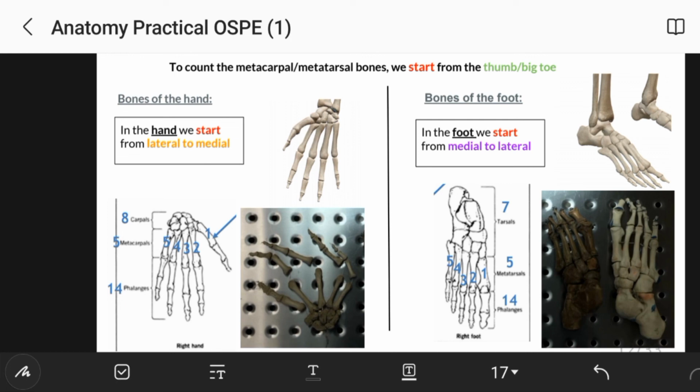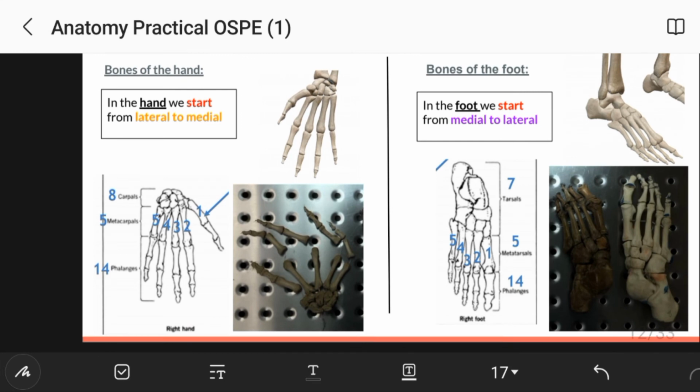The bones of the hand are, as you can see here, the carpals, which are 8 in number, then metacarpals, which are 5 in number, and the phalanges, which are 14 in number. Then we have the bones of the foot, where we have tarsals 7 in number, metatarsals 5 in number, and the phalanges, these are 14 in number.